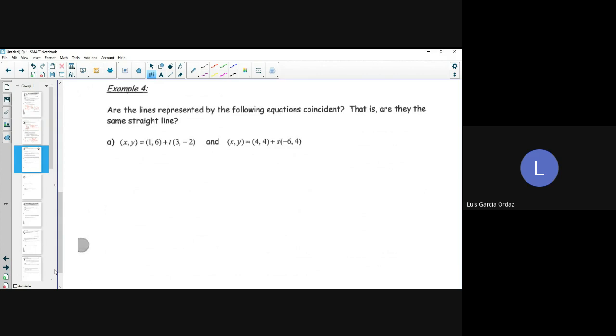So let's name this line 1: (x, y) = (1, 6) + t(3, 2). And line 2 is (x, y) = (4, 4) + s(-6, 4). So we need to check if the direction vectors are parallel. Okay, so that's our first thing.